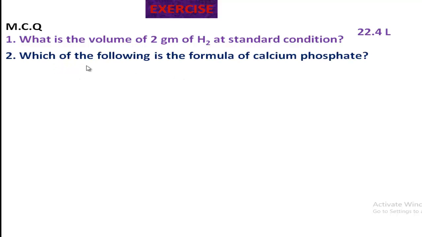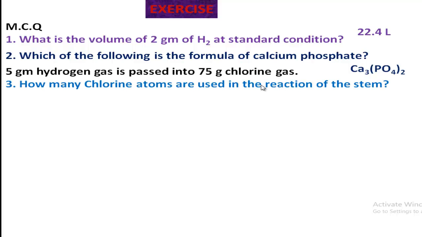Next question. Which of the following is the formula of calcium phosphate? I hope it will not be a problem for you. The symbol of calcium is Ca and its valence is 2. The formula of phosphate radical is PO4 and its valence is 3. So the formula will be Ca3(PO4)2. Now follow the next question.